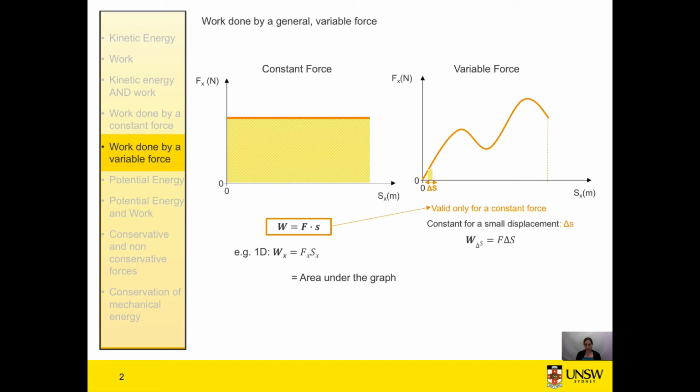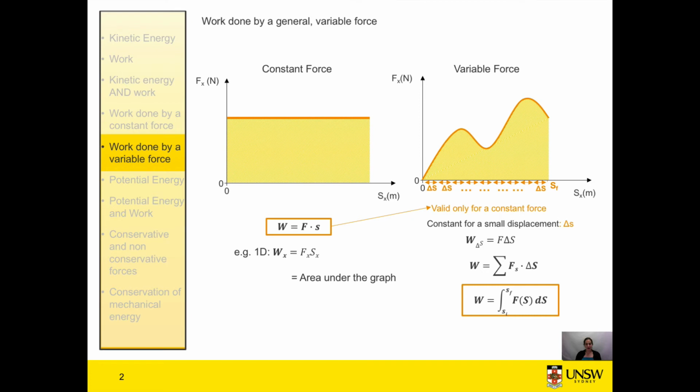So then our total work is just the sum of each of these little works for each of these little displacements. And if we make those changes in displacement really quite small, we can write that the work is equal to the integral of our force as a function of the displacement. That is, it's equal to the total area under the graph.